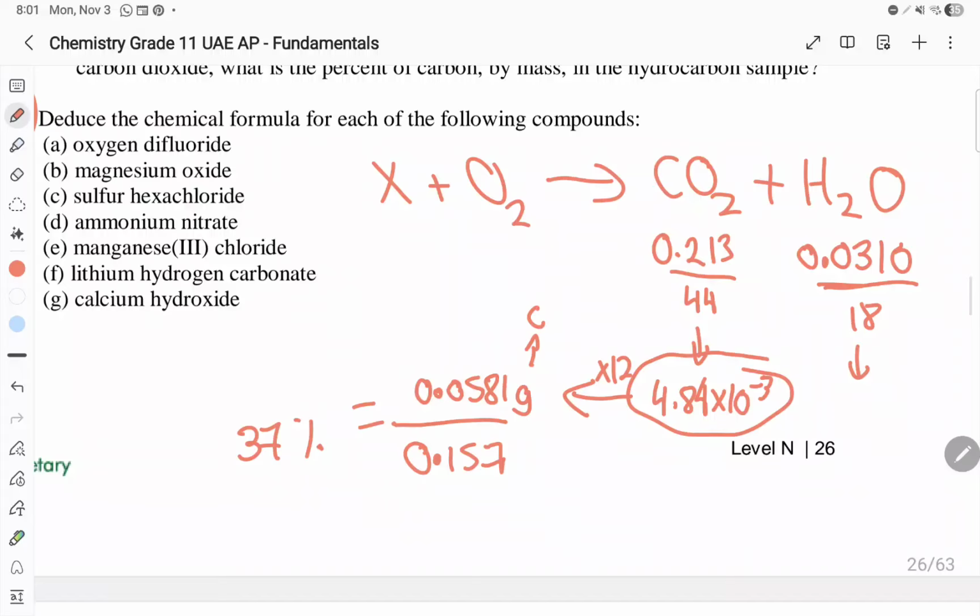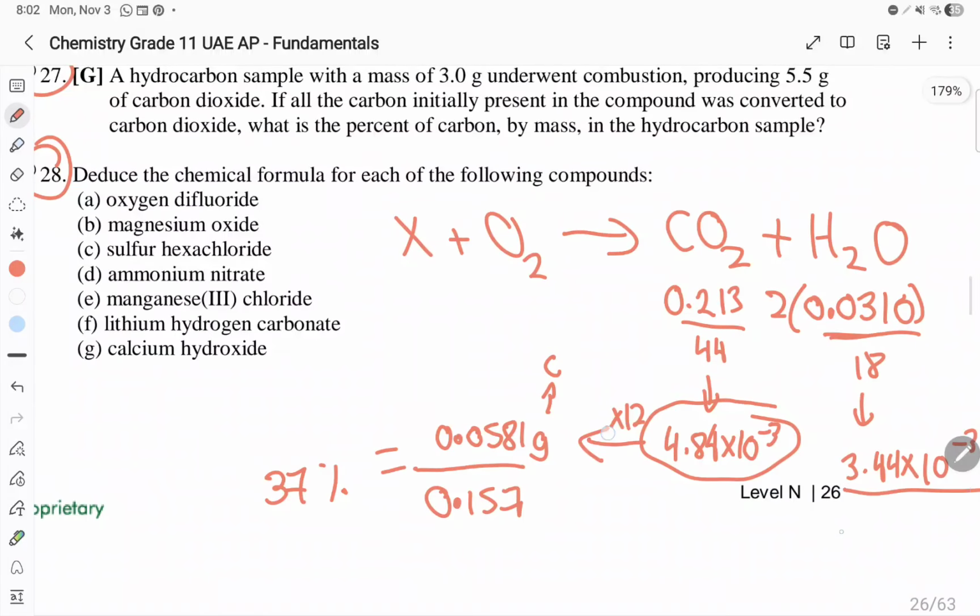Then you're going to do the same with hydrogen, but here you find the moles and multiply it by 2. Why? You're going to ask me why. Here you multiply by 2 because you have 2 atoms of hydrogen, because hydrogen is diatomic. So you're going to find that the mass is 3.44 times 10 to the power negative 3, and you're not going to multiply it by the molar mass because it's already times 1. Then you put it over the total mass, which is 0.157. You're going to get 2.19%.